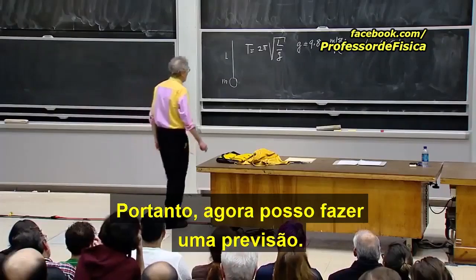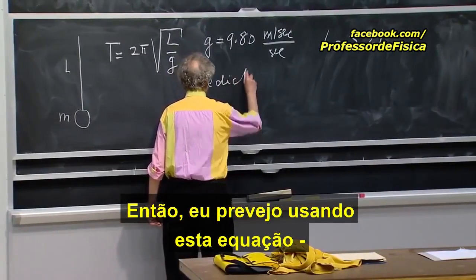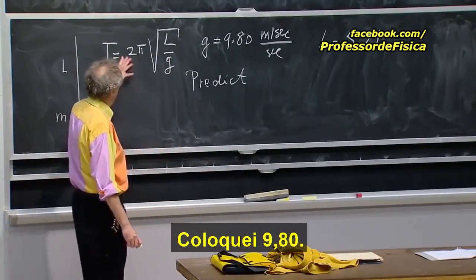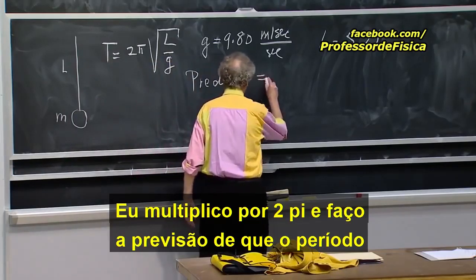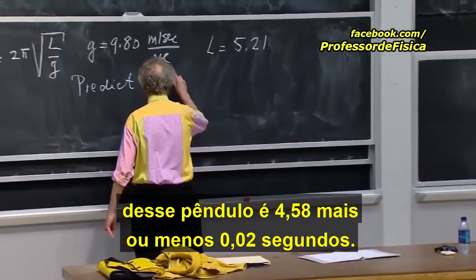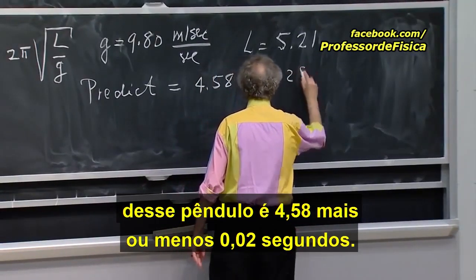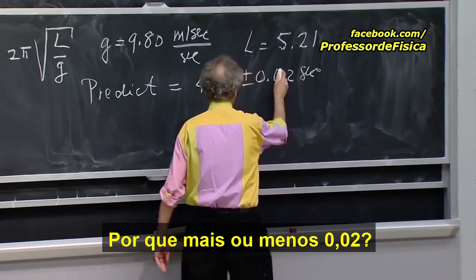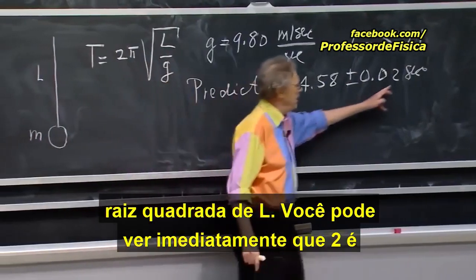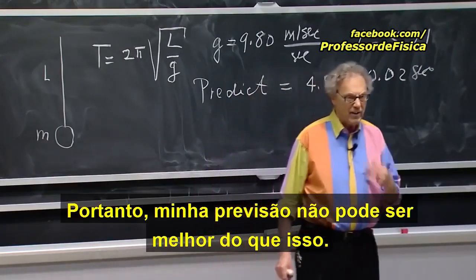So now, I can make a prediction. So I predict, using this equation, that's all I do. I put in 5.21, I put in 9.80, I multiply by 2 pi, and I make the prediction that the period of that pendulum is 4.58 plus or minus 0.02 seconds. Why the plus or minus 0.02? Well, that is the 0.5% uncertainty due to the square root of L. And you can immediately see that 2 is about 0.5% of 458. So my prediction can be no better than that.